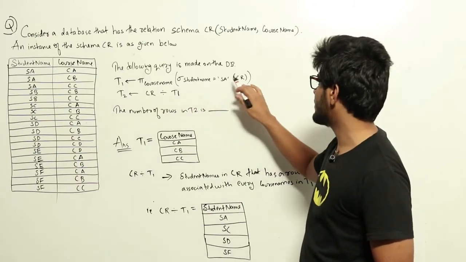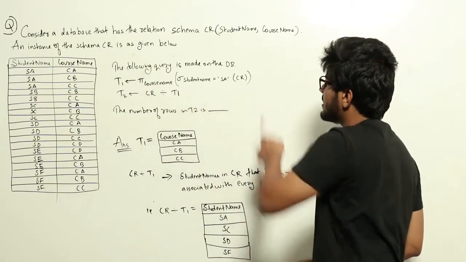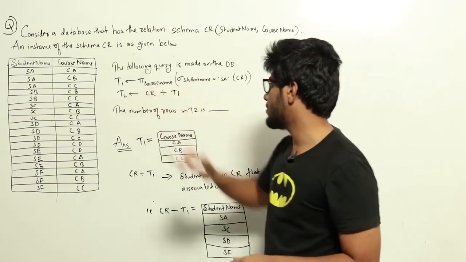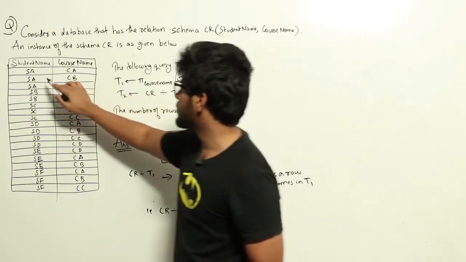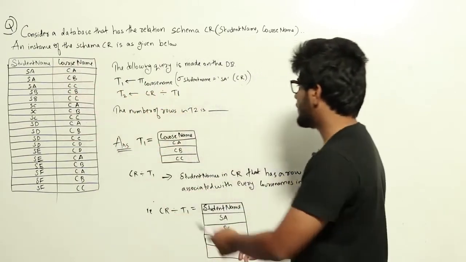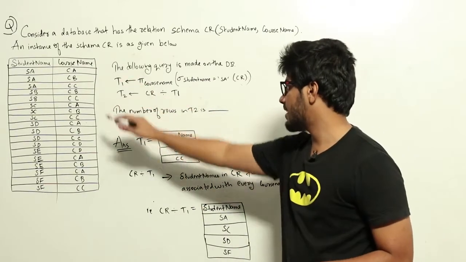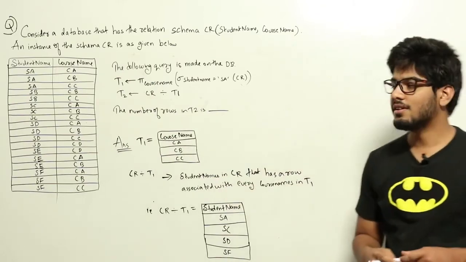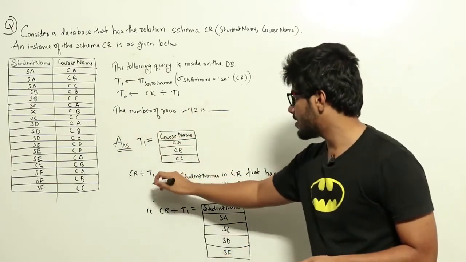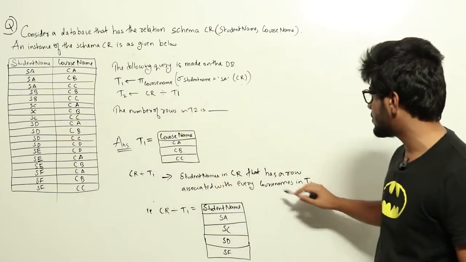selection of student name equal to SA from CR, and it's projecting on course name, meaning that it will select all the tuples in CR where student name equals SA, and from that table it will give only the column course name. So this query will give us these three rows, SA, SA, SA, and selecting only course name will give this part, meaning T1 is this course name, CABC. Then we need to find out T2, which is CR, that table, divided by this table. So for database division, CR divided by T1 would mean all the student names in CR that have a row associated with every course name in T1.